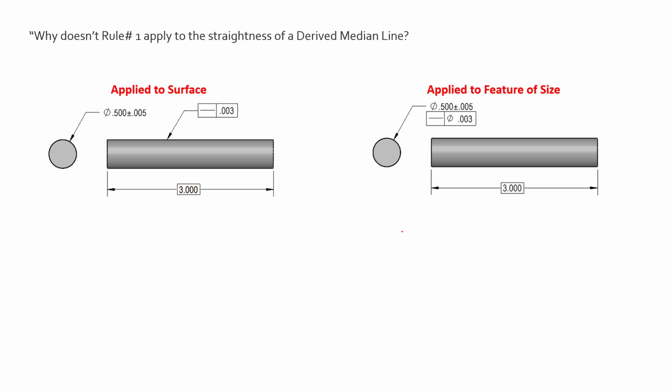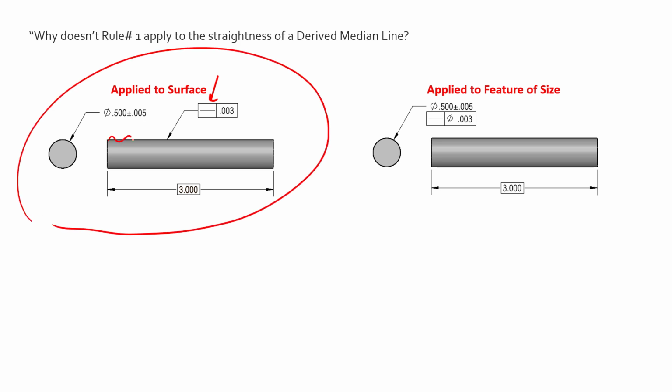So for those of you that aren't familiar with straightness, straightness is this symbol right here. It can be applied to either a surface, as we see here in this example, controlling the straightness of any linear element of that surface, or it can be applied this way, attached to a size dimension, and the interpretation changes slightly. So what we're doing here is controlling the derived median line of this feature of size.